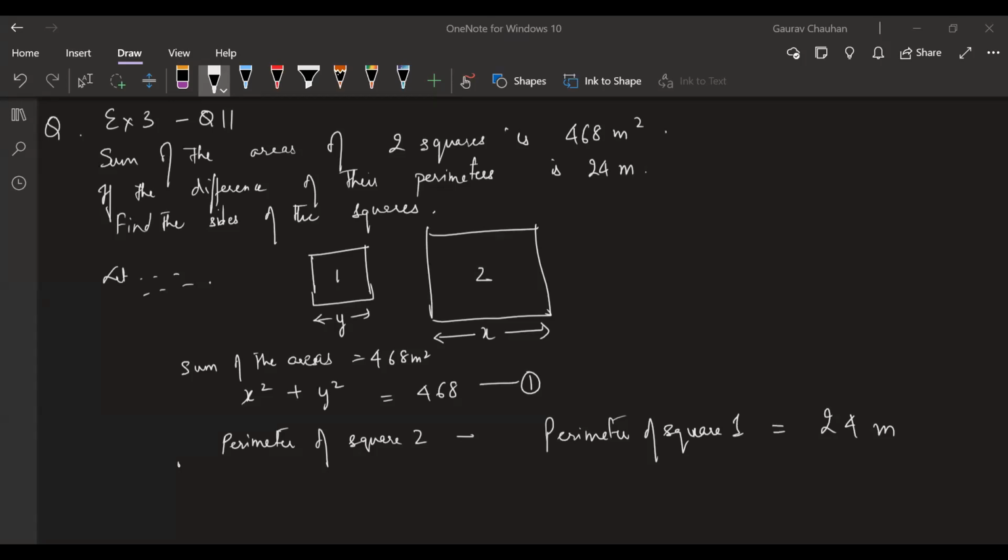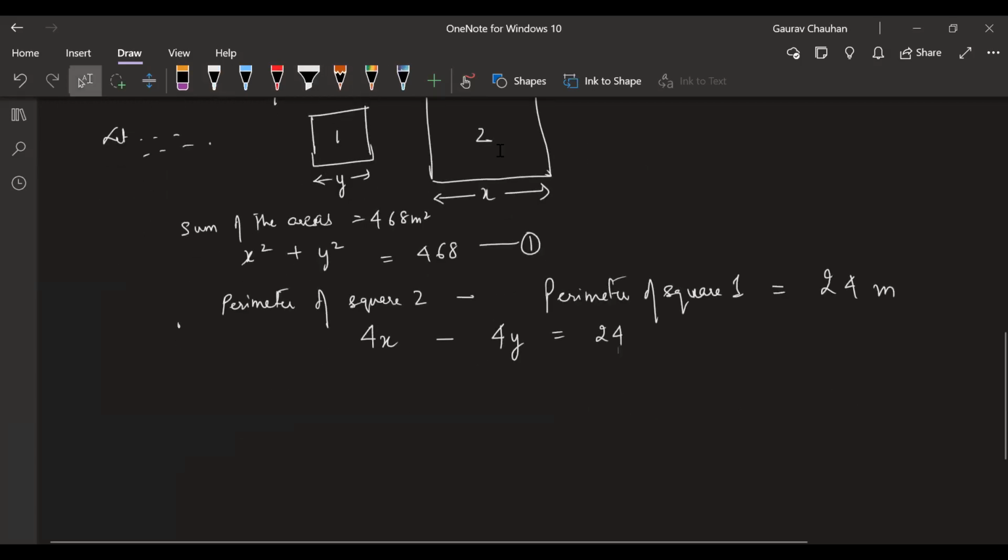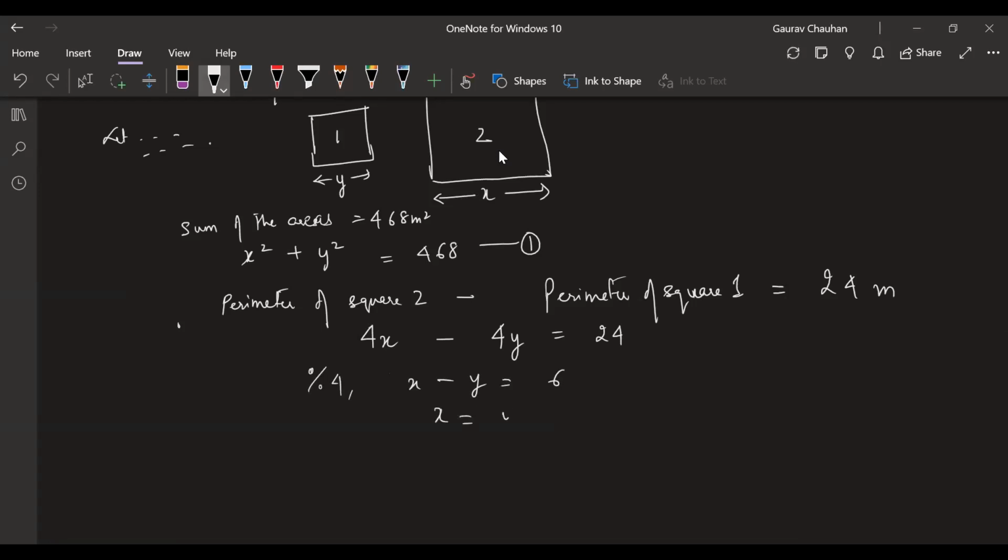So perimeter of a square is 4 into side. The side of square 2 is x, so 4x, minus 4 into y is equal to 24. I can write this as my second equation, but I can simplify it further by dividing by 4 on both sides, since everything is divisible by 4. I get x minus y is equal to 6, so x is equal to y plus 6. This is my second equation.